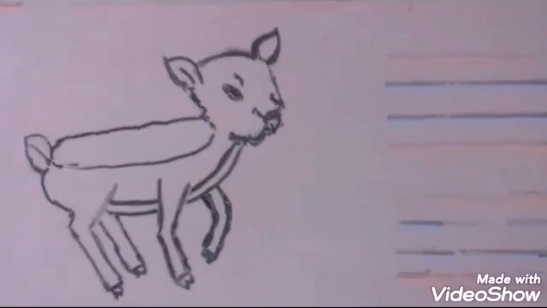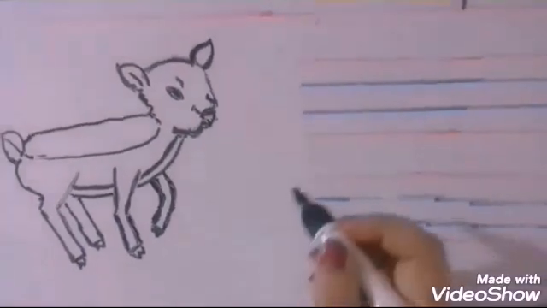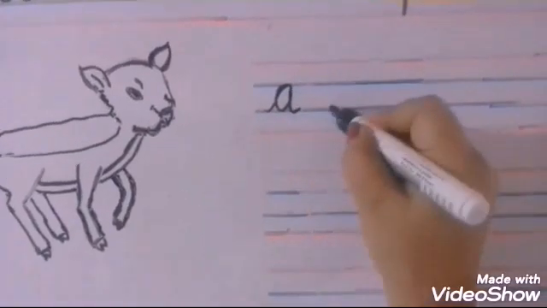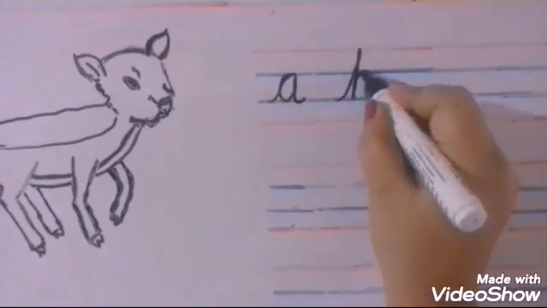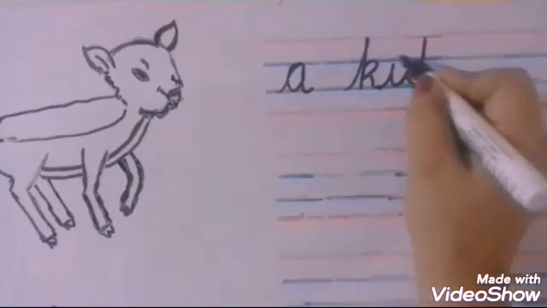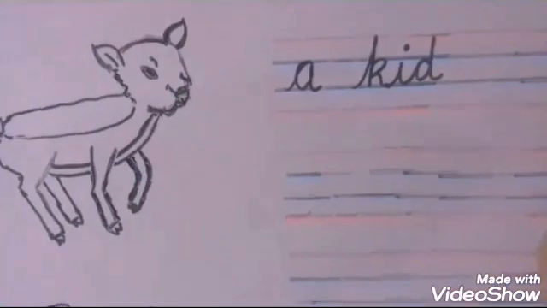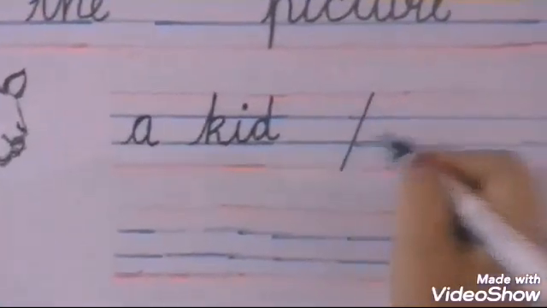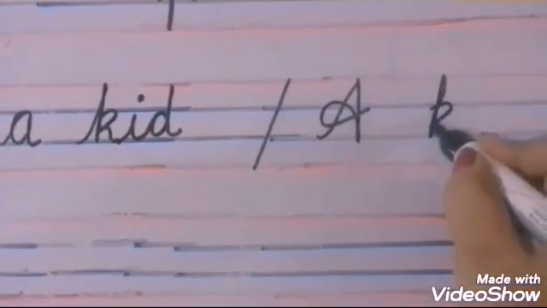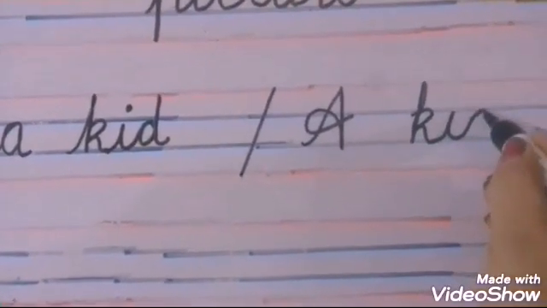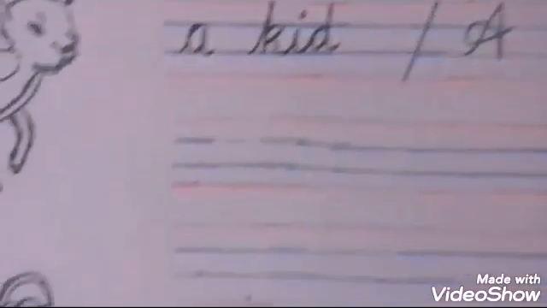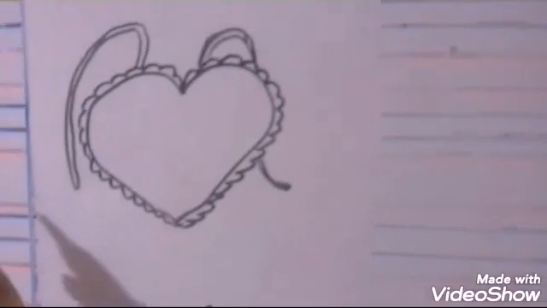is of a kid. So you're going to write small letter a and small letter k-i-d, kid. What is kid? Kid is a baby goat, or you can write capital A and small letters k-i-d, kid. Now see the second picture, 2 in the margin.